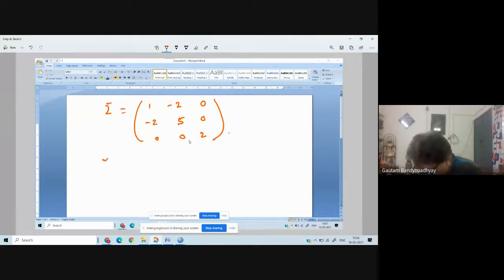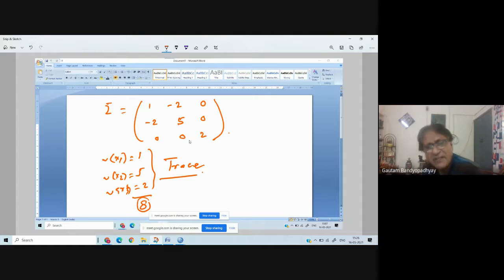Here the variance of x1 is equal to 1, variance of x2 is equal to 5, and variance of x3 is equal to 2, and the total sum is equal to 8. That is the sum of the diagonals, which in mathematical terms is called the trace. Very important, trace. Now, what is the value of the determinant?